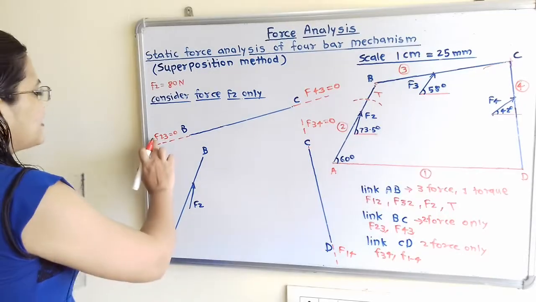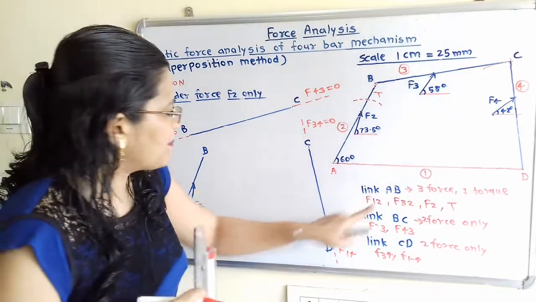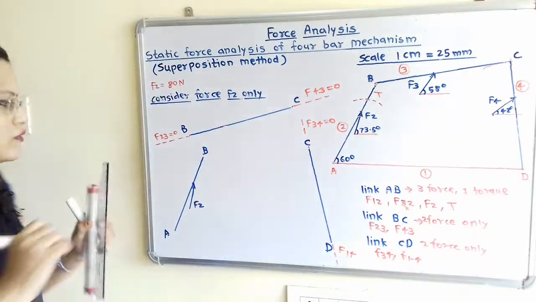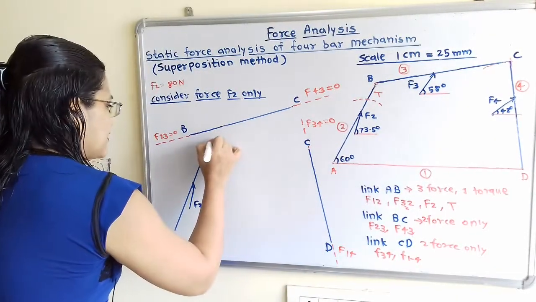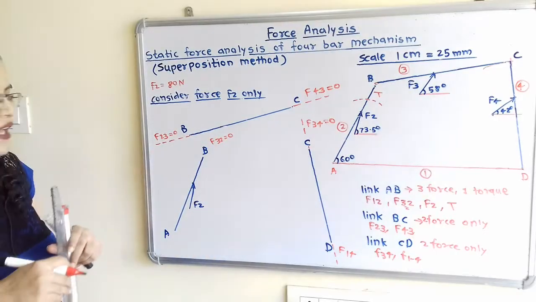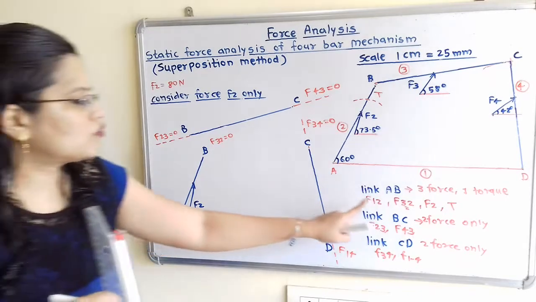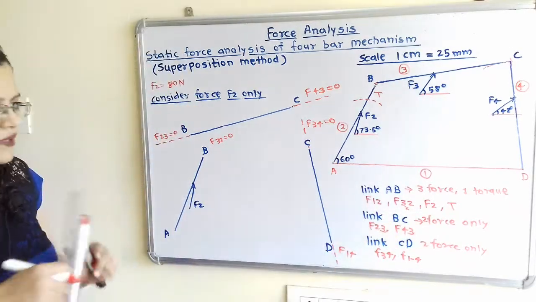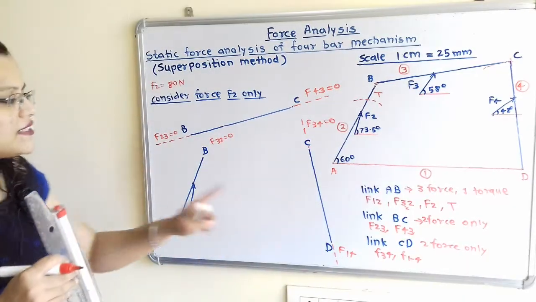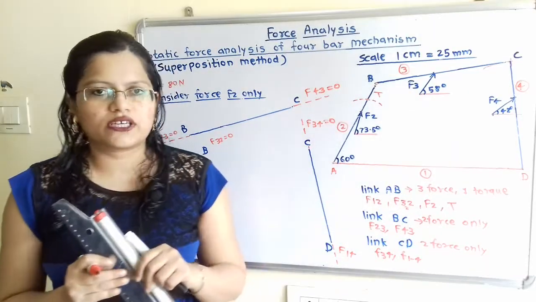So we can say that if F23 is equal to 0, then on this link AB, F32, so this force, is also equal to 0. So I will write here F32 is also equal to 0. And now how can we solve this? So it will become a 2 force and 1 torque member, because this force is equal to 0. So what is the equilibrium condition for the 2 force and 1 torque member?